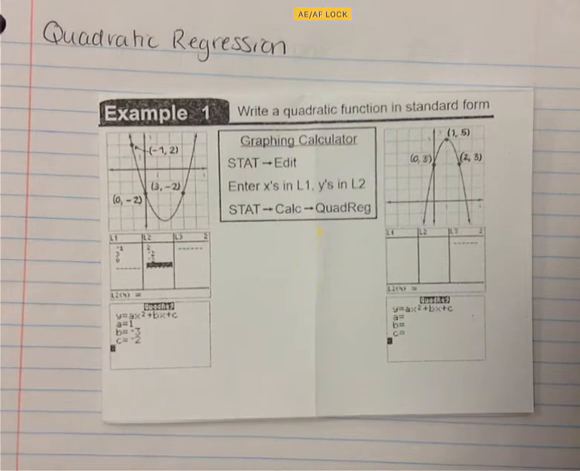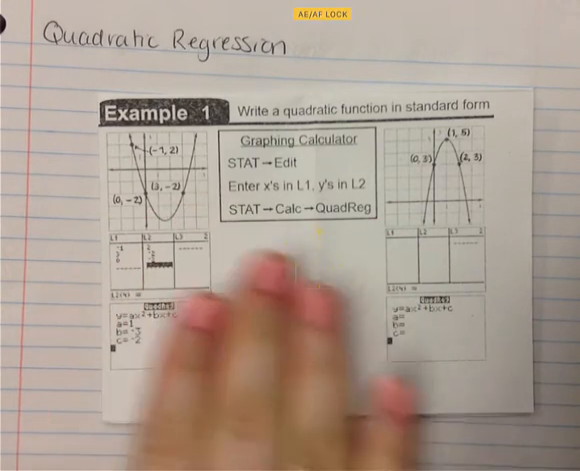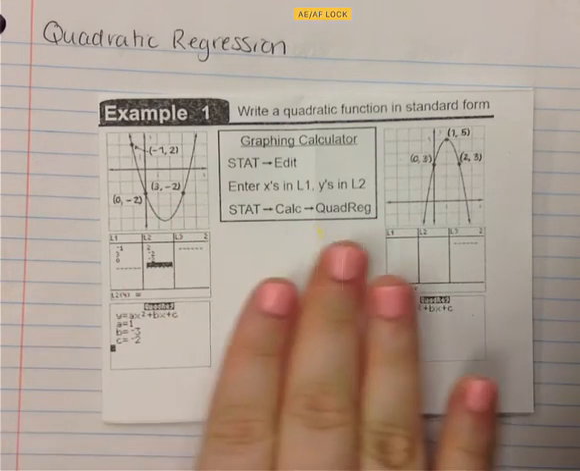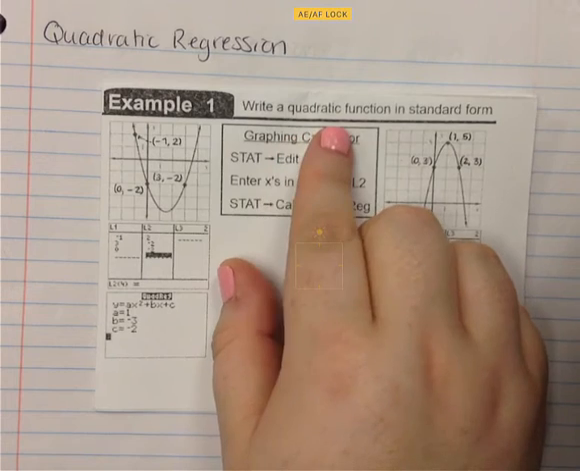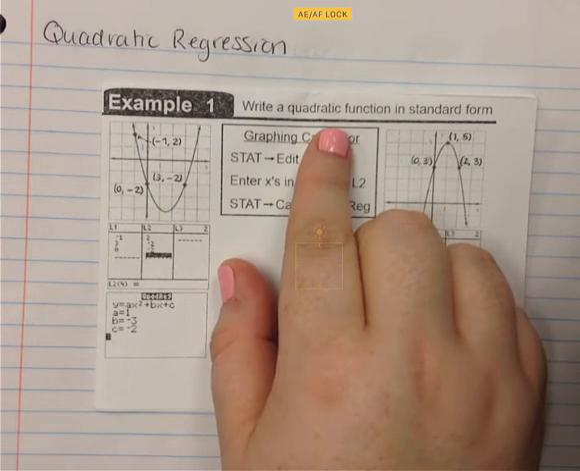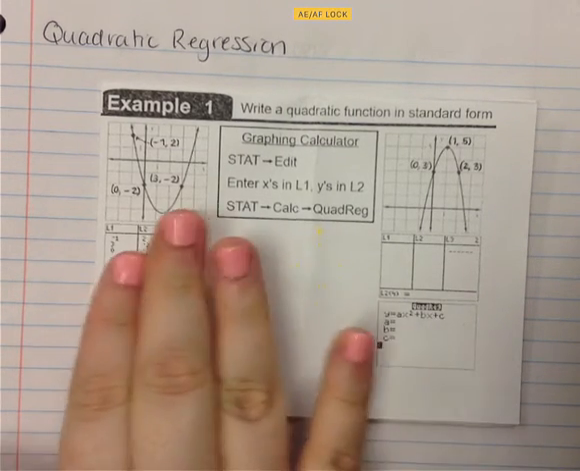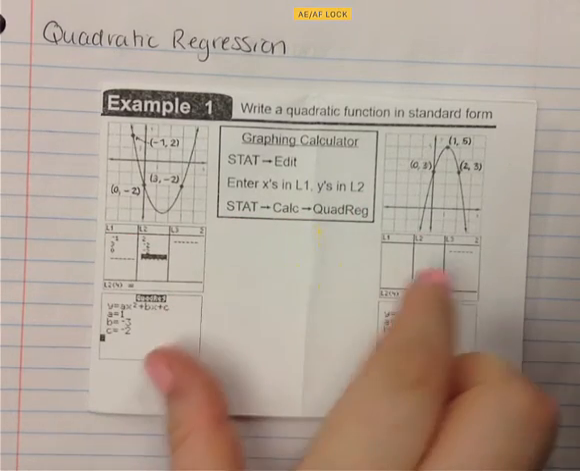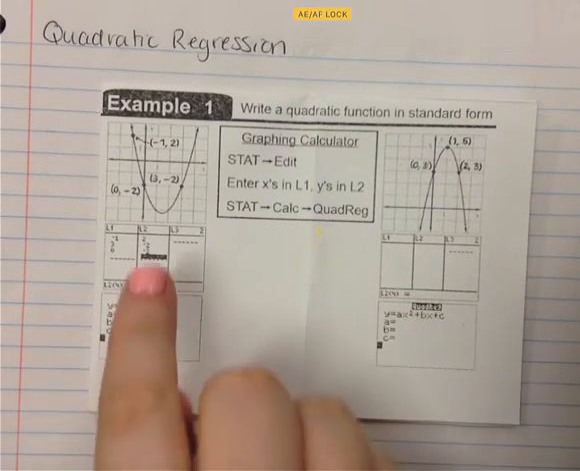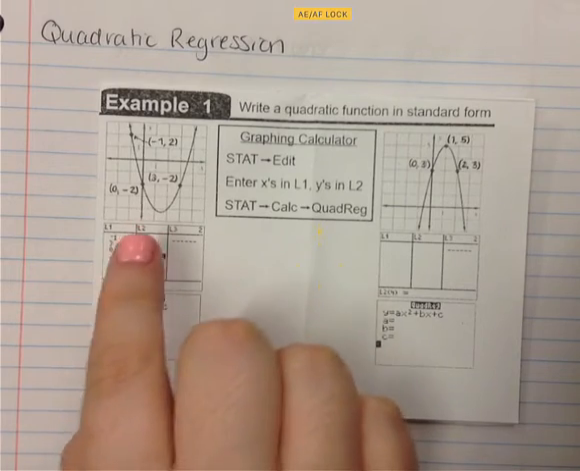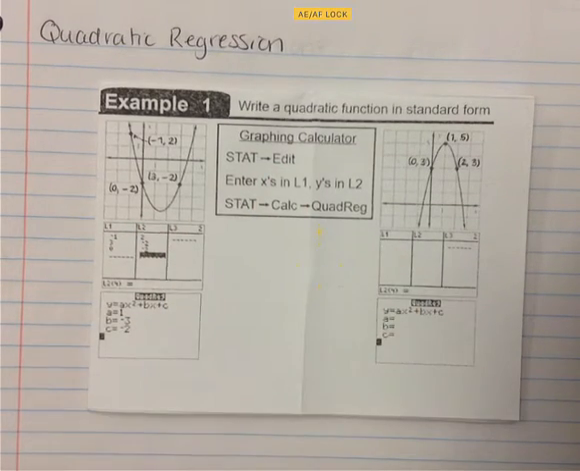So this first example says write a quadratic function in standard form. We don't have any of the A, B, or C. It does say quadratic function, however, in standard form. So that means we need to have an A, a B, and a C, because it goes y equals ax squared plus bx plus c. We don't have the A, B, or C, and there are two problems here that we're going to do. So what we need to do is find our A, B, and C using our graphing calculator.